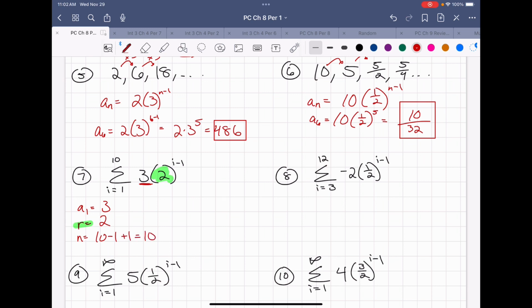So the formula is a1 times, parentheses is required, 1 minus parentheses is required, r, parentheses is required, raised to the 10th. Parentheses is required. All over parentheses 1 minus 2. If you do get a calculator and type that in, you get 3,069.